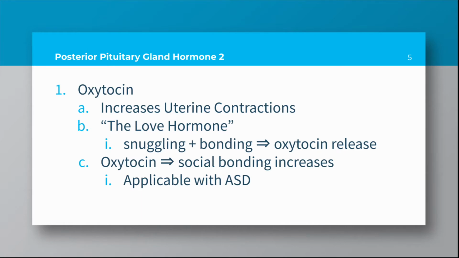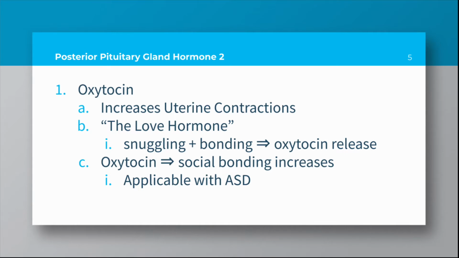Studies have even found that treating children with ASD, or autism spectrum disorder, with oxytocin has improved their social interactions in many cases because those children's baseline oxytocin levels were very low. And again, oxytocin is related to social communication, which is often impaired in ASD. Again, these two hormones are released from the posterior pituitary gland.